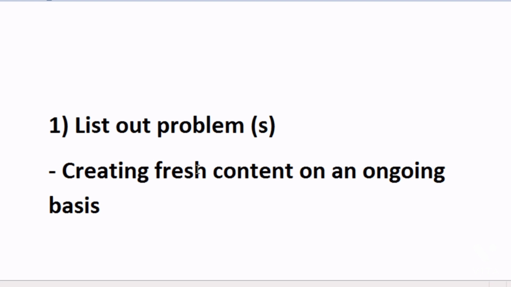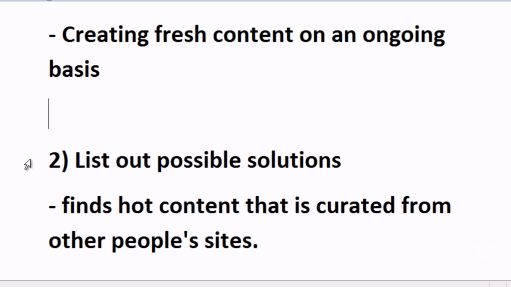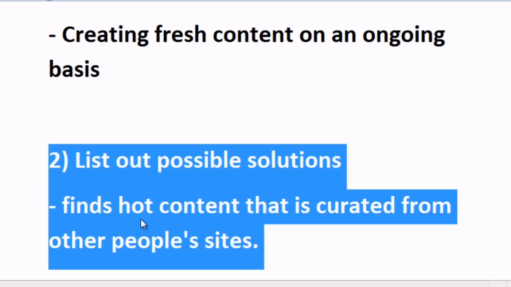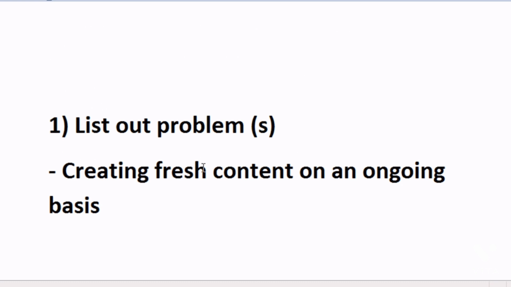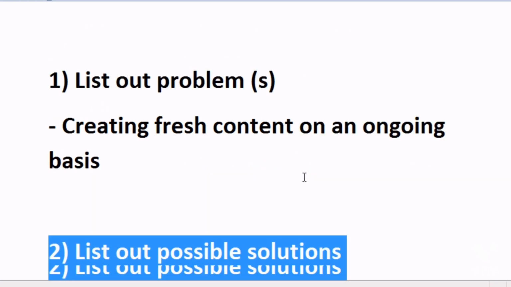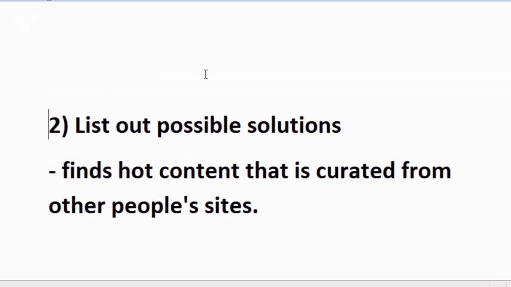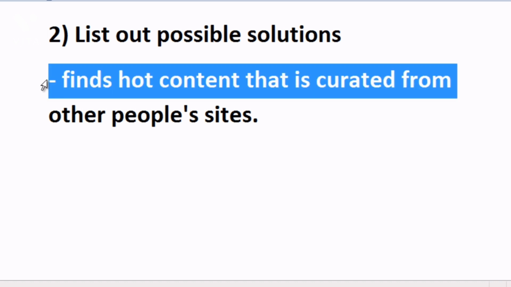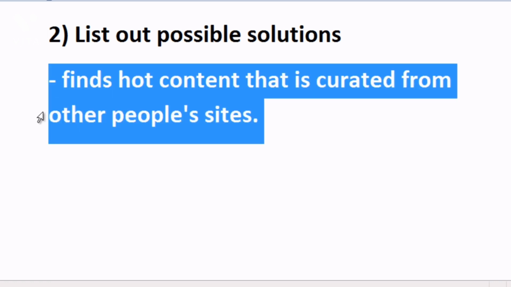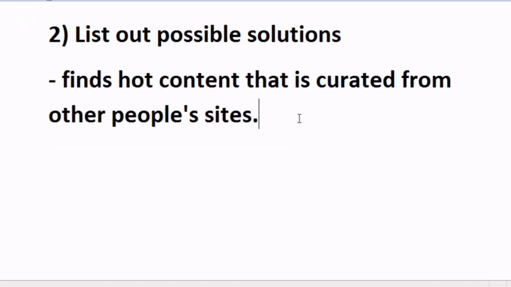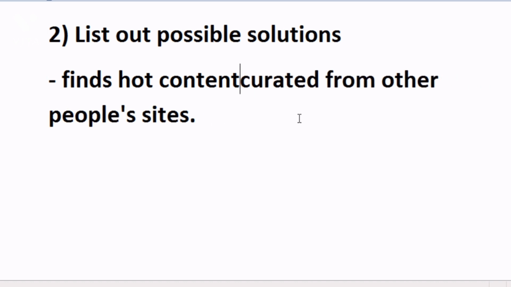Okay, so back to where we left off in the previous video. What we're going to do now is we are going to break down the list of possible solutions. So we already figured out that the problem was creating fresh content on an ongoing basis. Now what we're going to do is we are going to take the list of possible solutions right here, which is finds hot content that is curated from other people's sites and maybe places it on the WordPress post or the page. So let's write that down. So finds hot content that is curated. Let's say break it down here.